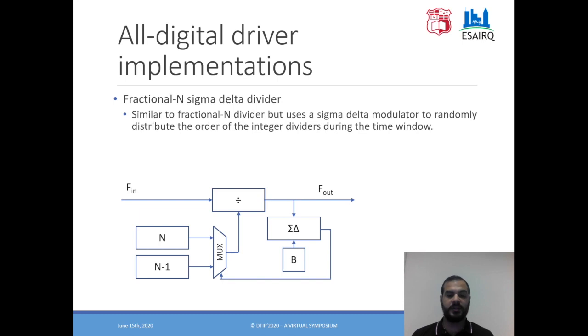In this case, the sigma delta modulator randomly distributes between the two integer divisions, which means that the spurs are shifted away from the center frequency, and therefore makes them less likely to affect the system.